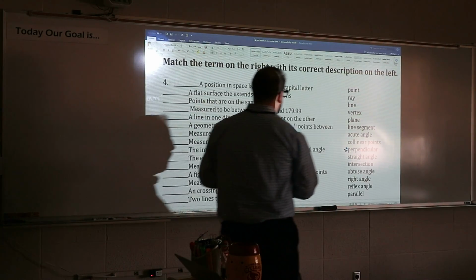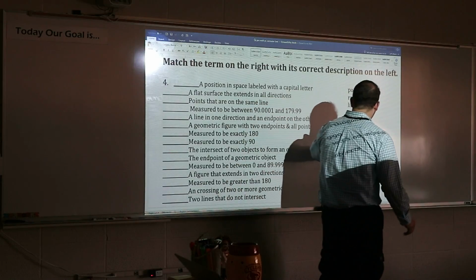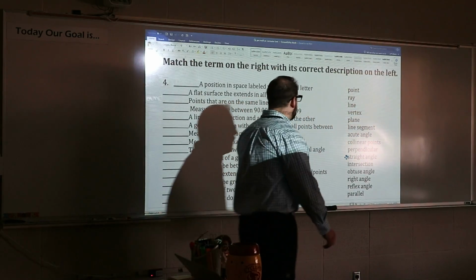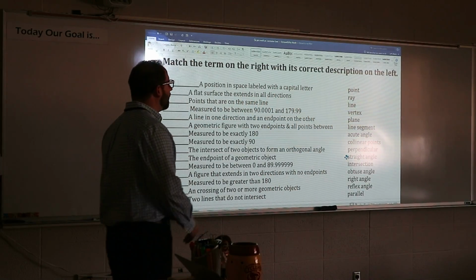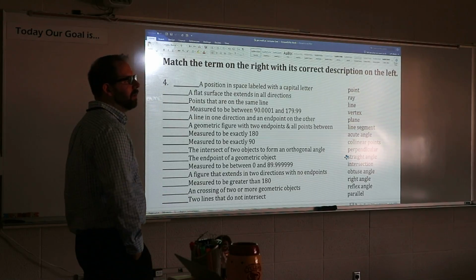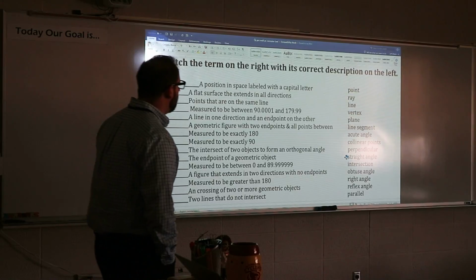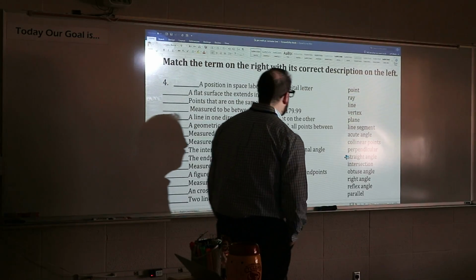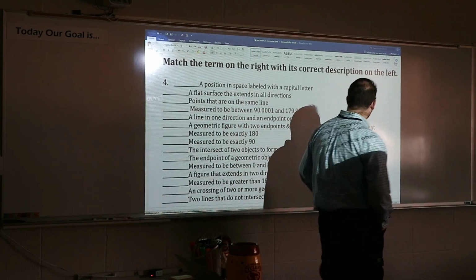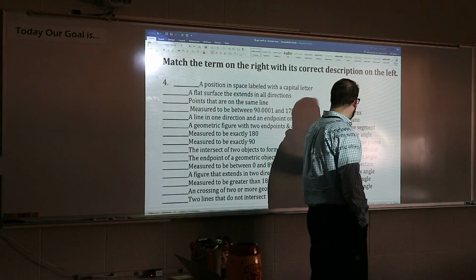Okay, all right. Straight angle. A straight angle measures exactly 180. That's a straight angle, exactly 180.